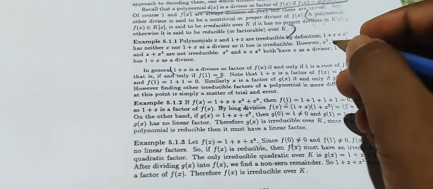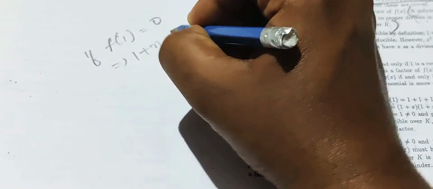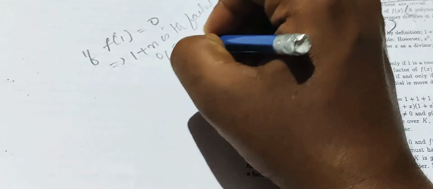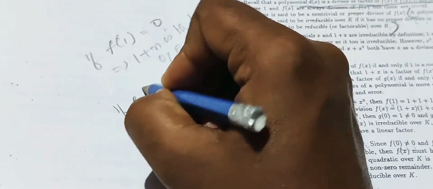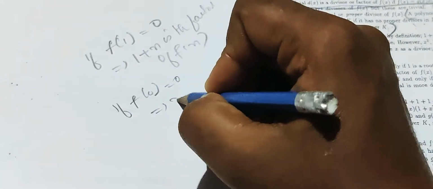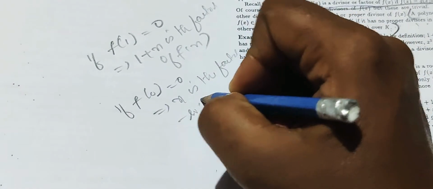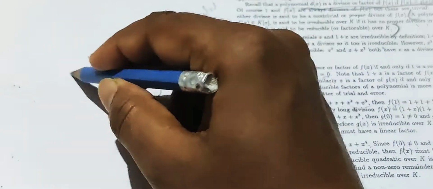So, if f of 1 is equal to 0, this implies 1 plus x is a factor of f of x. If f of 0 is equal to 0, this implies x is a factor of f of x. Okay, that's the result.